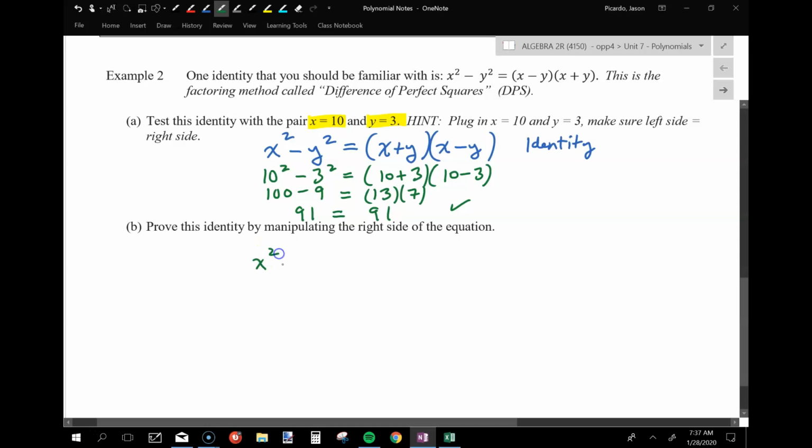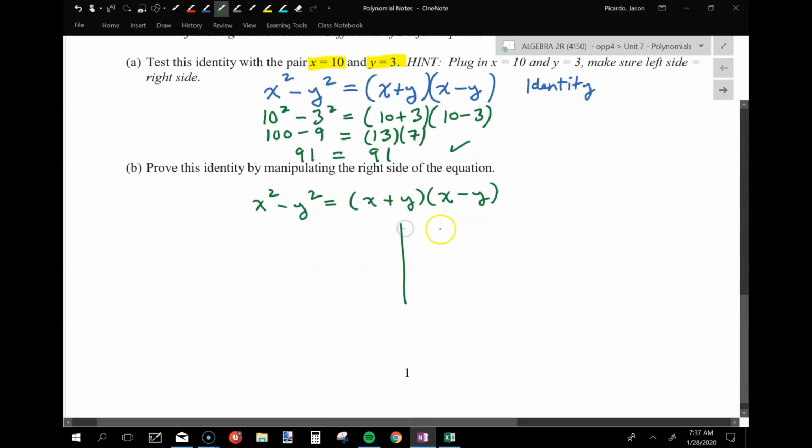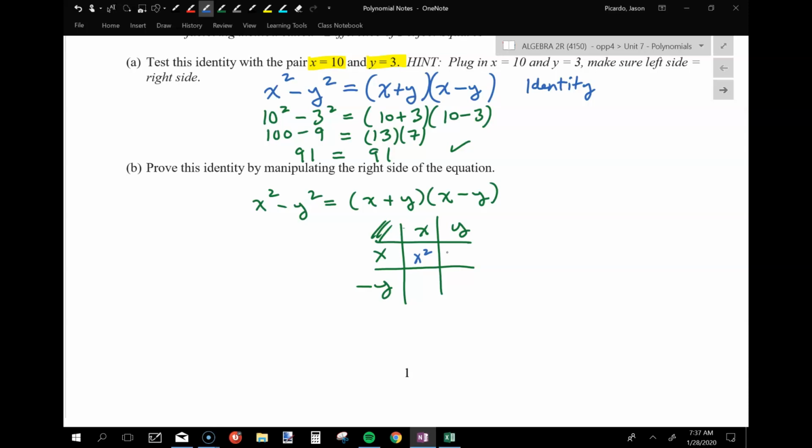So if this is an identity, then I should be able to get both sides to look exactly the same. Well, what could I do on the right-hand side of this? What could I play? Tic-tac-toe, right? So if I played tic-tac-toe, x times x, x squared. What's x times y? xy, right? Yeah.